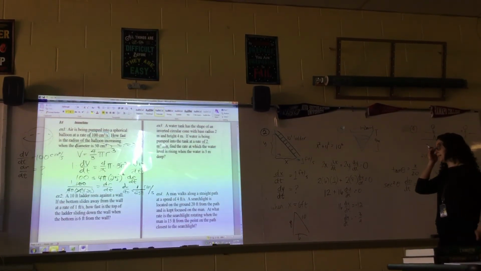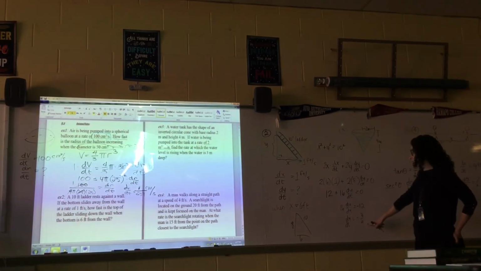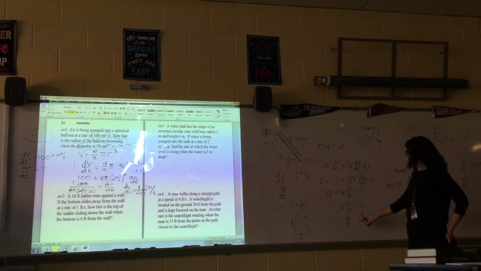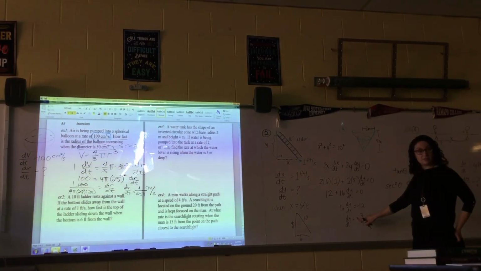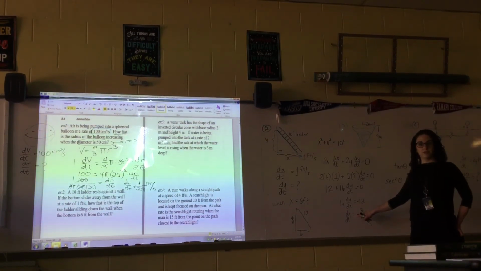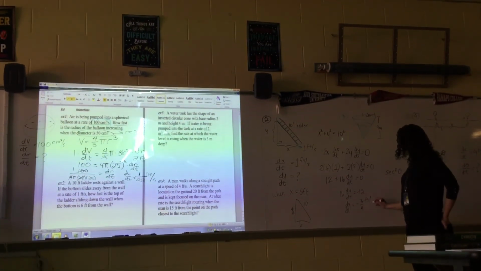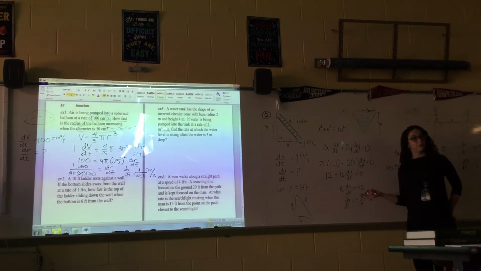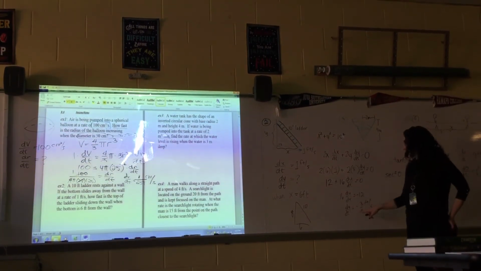The units on dx dt were feet per second. What are the units on dy dt going to be? Also feet per second? Do you guys agree or disagree? Yeah. Agree? Because it's still length. It's still the rate of change of a length. Okay, so it's still feet per second.